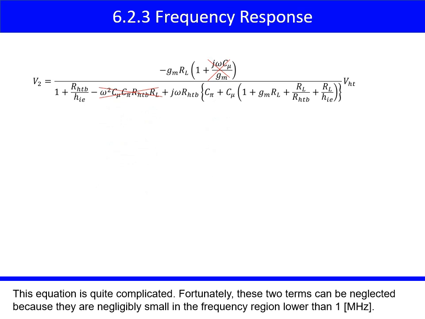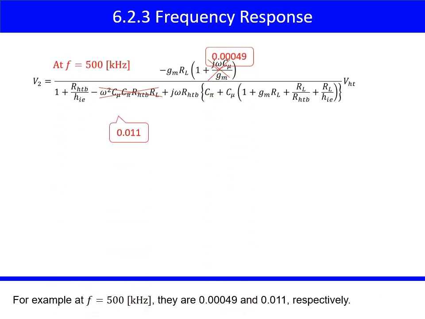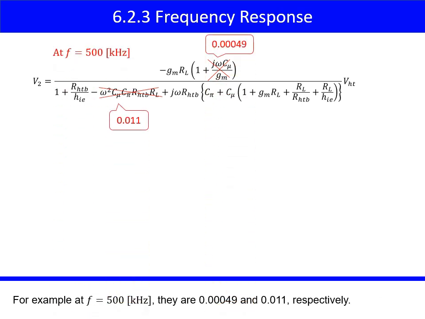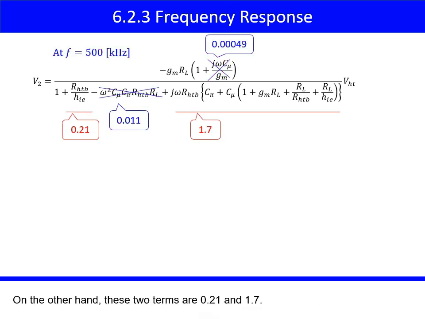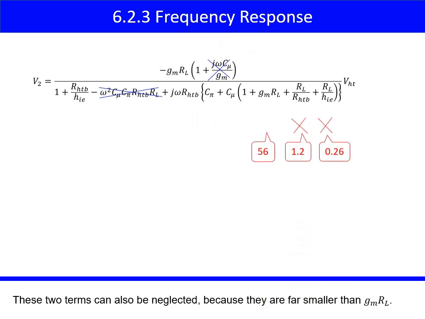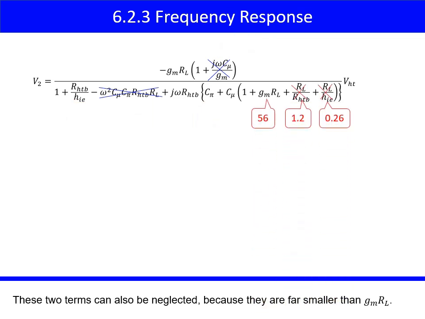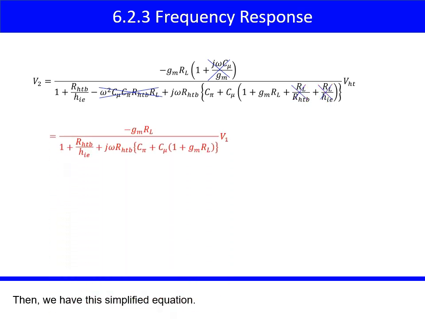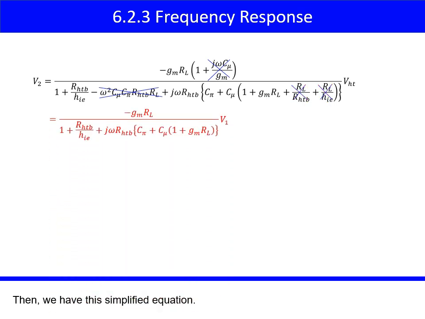Fortunately, these two terms can be neglected because they are negligibly small, in the frequency region lower than 1 MHz. For example, at f equals 500 kHz, they are 0.00049 and 0.011 respectively. On the other hand, these two terms are 0.21 and 1.7. These two terms can also be neglected, because they are far smaller than gm RL. Then, we have this simplified equation.